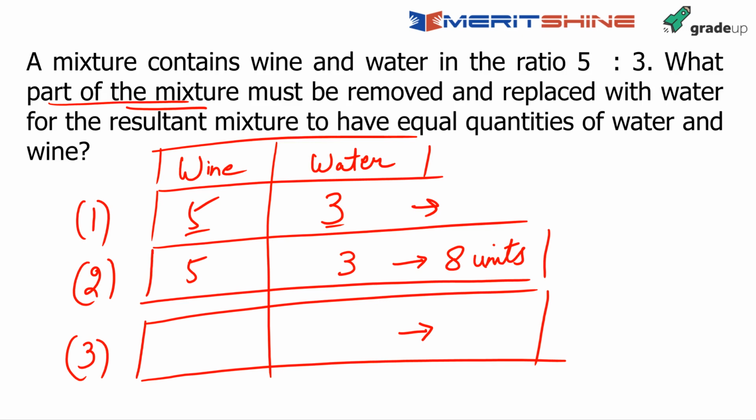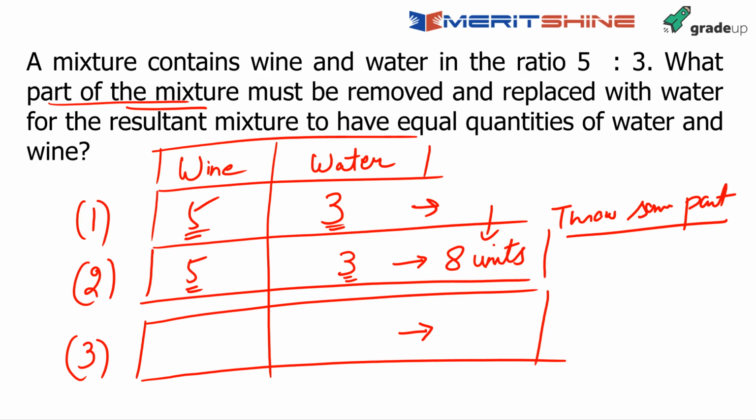So what would happen after I throw this part? To come from first to second stage, I throw some part of this. When I throw some part of this, does it affect the composition? No. So if wine to water was 5:3, now also it would remain 5:3. There cannot be anything else.